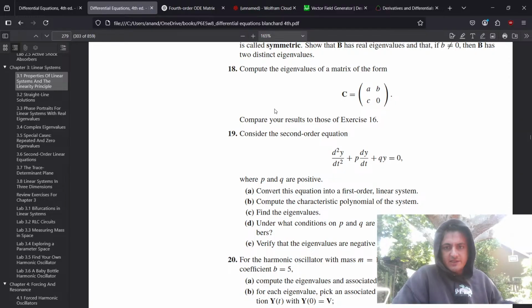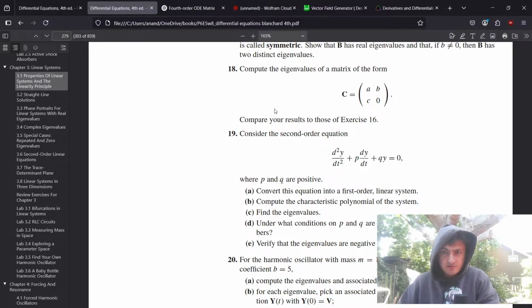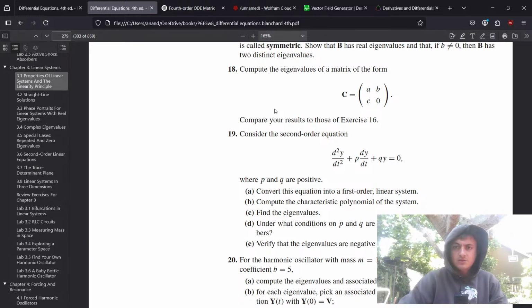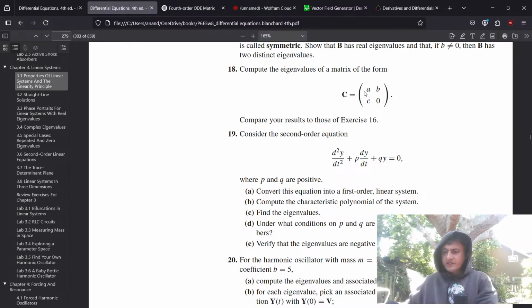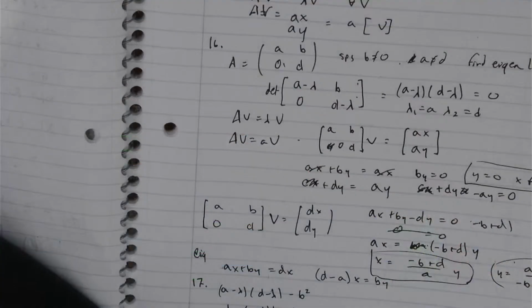Do we want to do 18? Which ones did I have that we were going to do? I know I said I was going to do 18 and 19. I was going to do 19D and E. So the eigenvalues of this are going to be, I think, 0. Okay, so let's just do 18. 18 is easy.